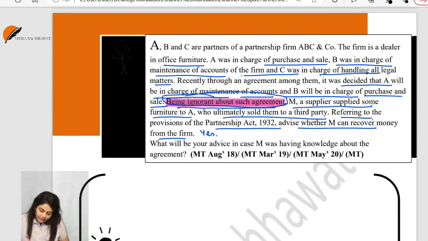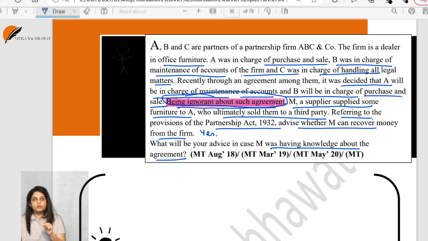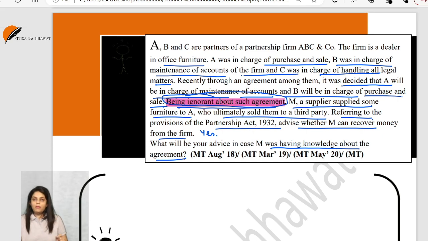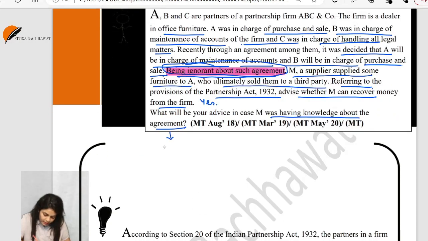What will be your advice in case M was having knowledge about it? Now, if M knew about it, then he is having knowledge. So, he cannot hold the firm liable.